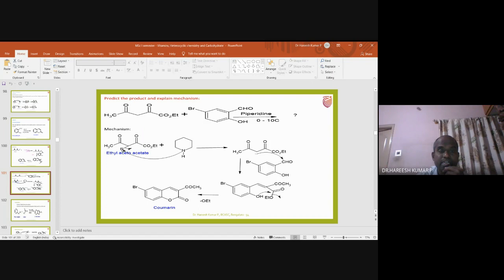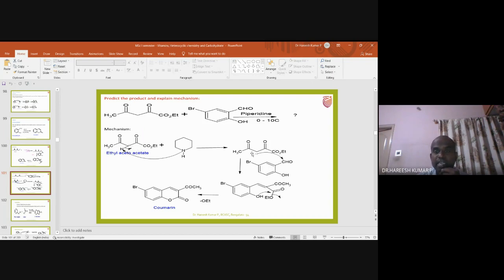Why is this acidic in nature? Because this carbon and this proton are attached to two electron deficient carbons. This is also an electron deficient carbon. This is also an electron deficient carbon. That is the reason this carbon and this proton are acidic in nature. This carbon is the active carbon. This proton is the acidic proton. So with a mild organic base, it is possible to capture this proton. Once the proton is captured, there is a formation of an anion. That's what I have written here.